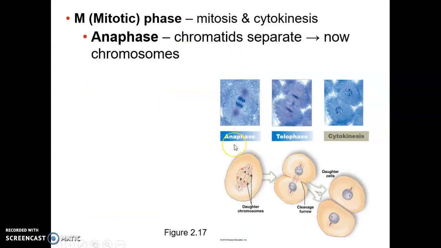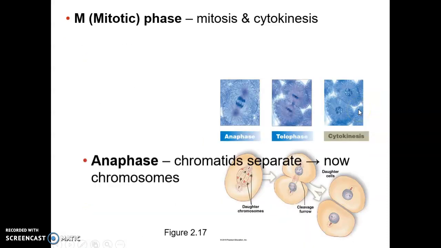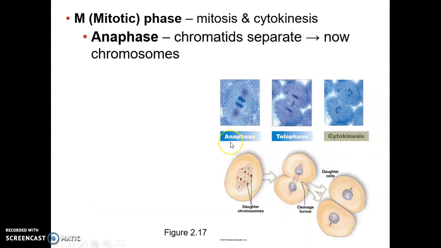Next phase of mitotic phase of mitosis, or the mitosis of the mitotic phase, is anaphase, where the chromatids, you can think chromosomes, they get separated apart. And once the chromatids are separated, they're technically called chromosomes. And notice that they're moving apart from each other here. In metaphase, they were all aligned together. Okay? So apart for anaphase.